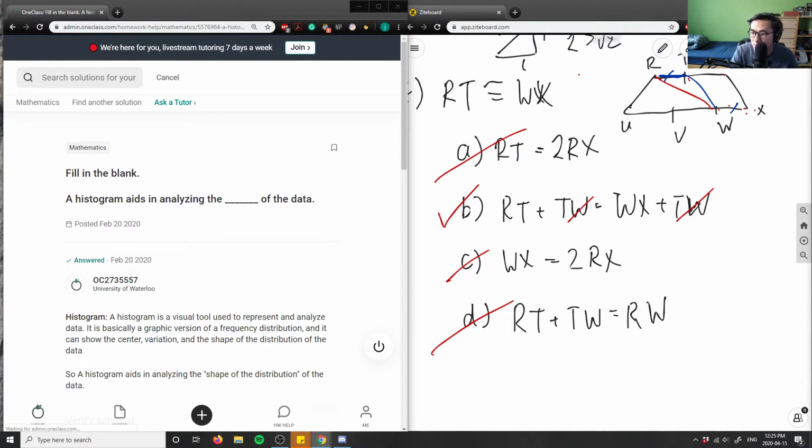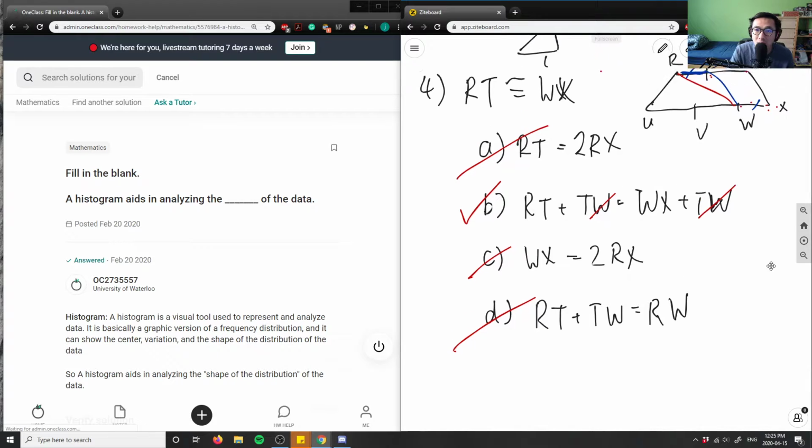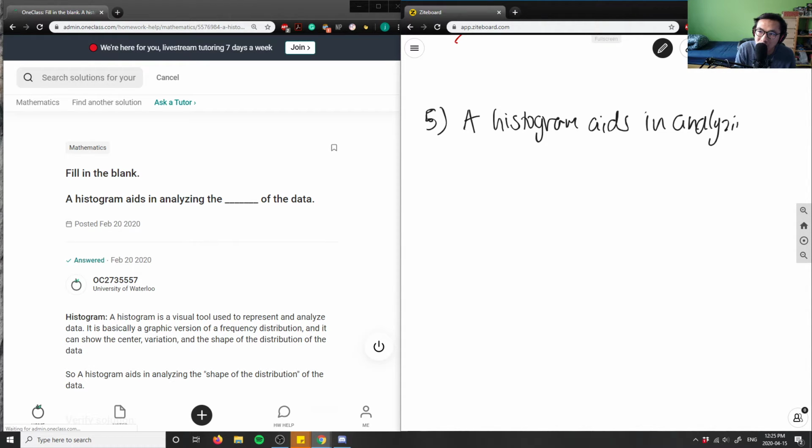So let's see where we're at now. So this is now a fill in the blank. A histogram aids in analyzing the what of the data. So this here is actually kind of vague because I'm not really given some background information, it just says fill in the blank, which is kind of odd for a math question. So let's look at number 5. A histogram aids in analyzing the blank of the data. So again, this is probably a pre-algebra question.